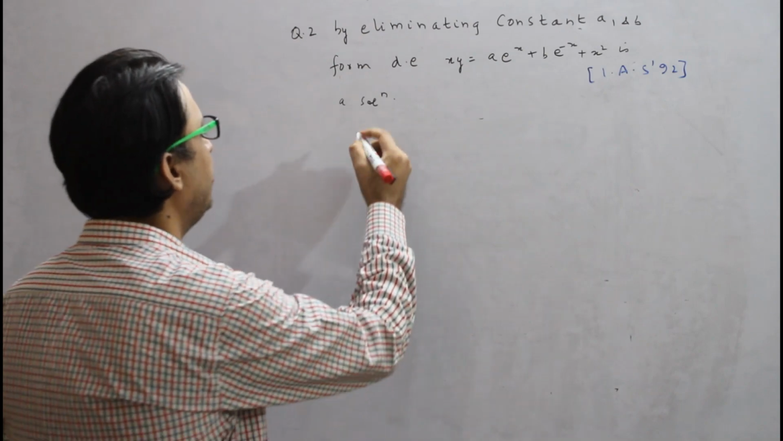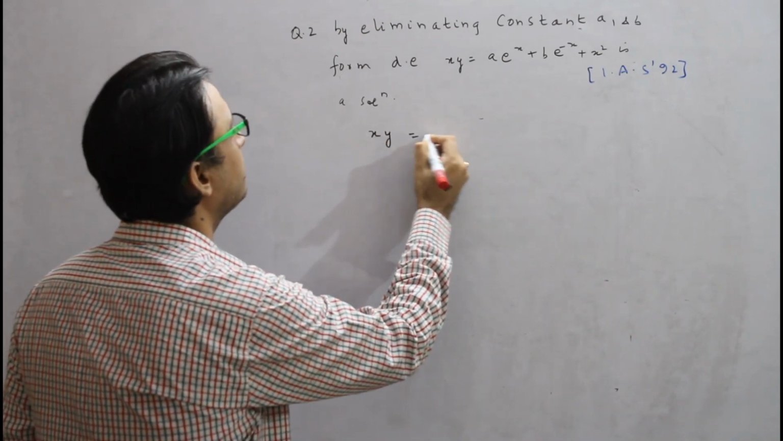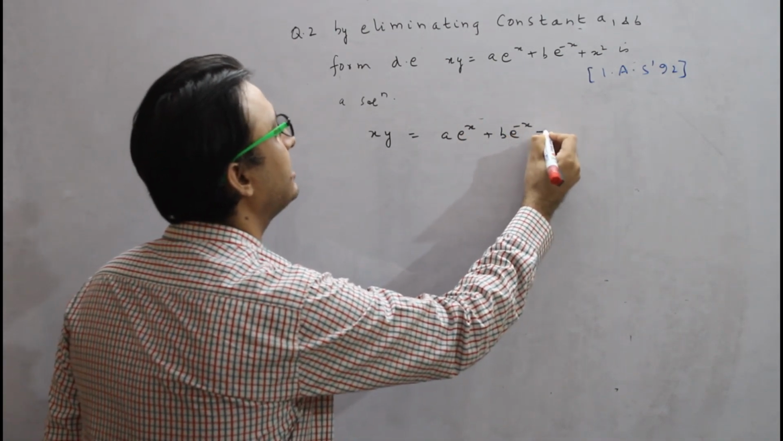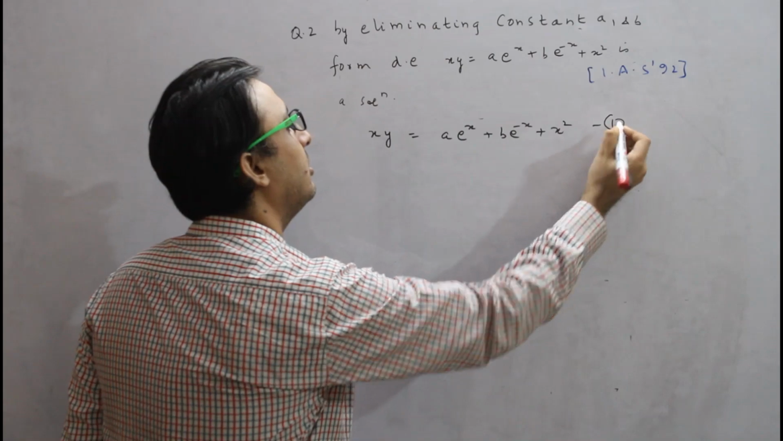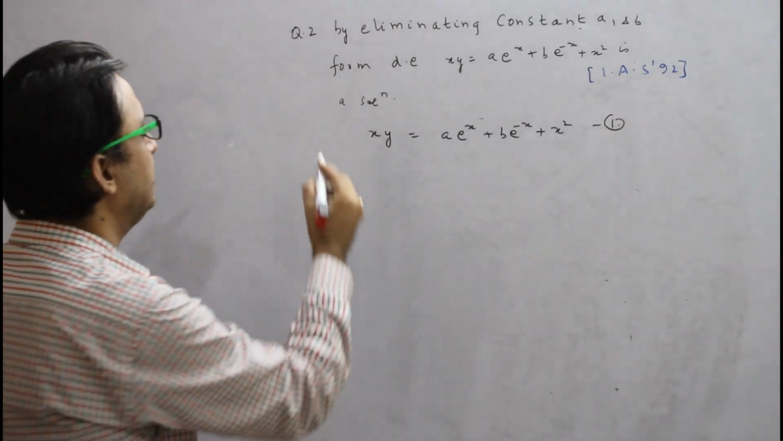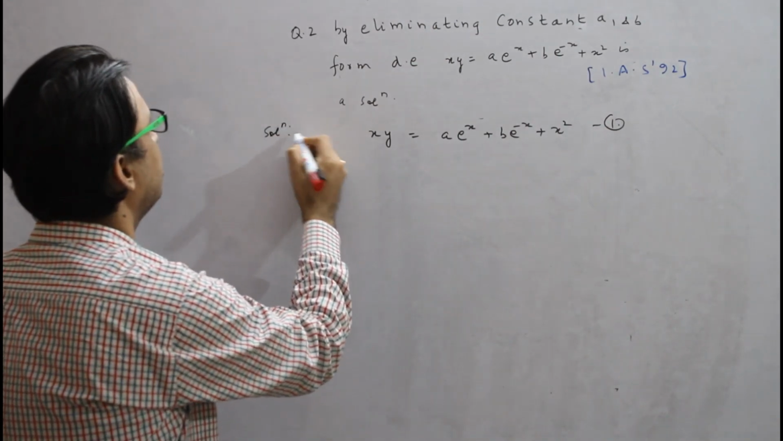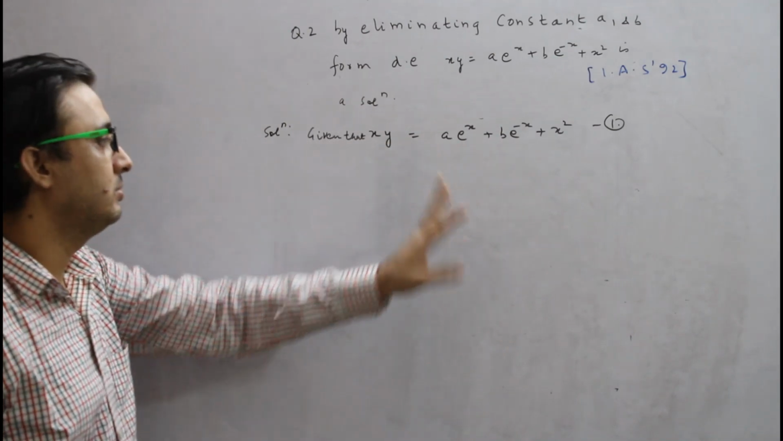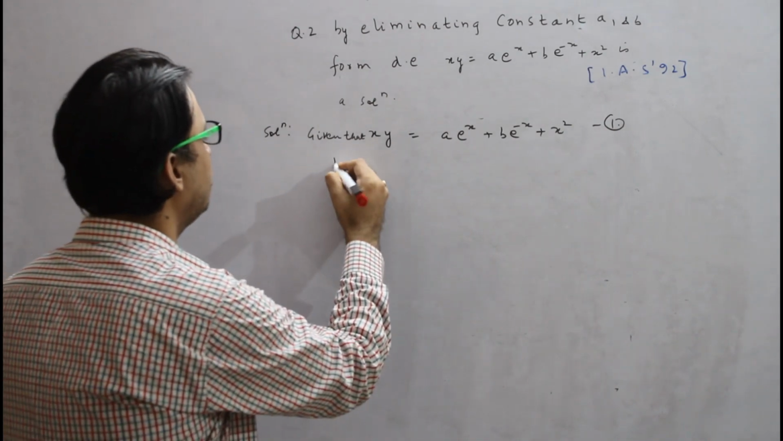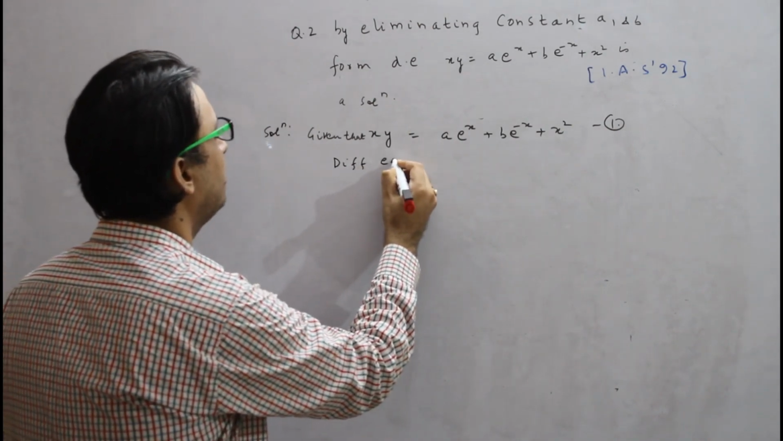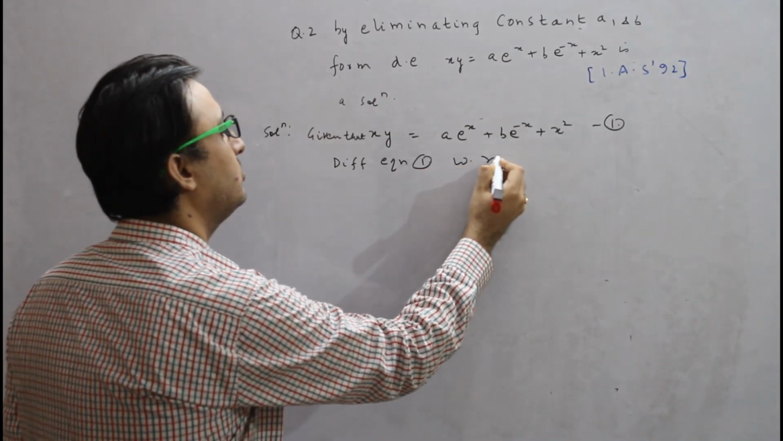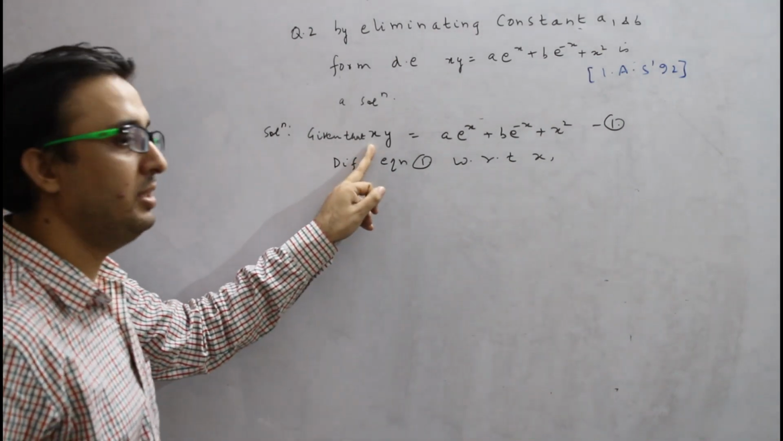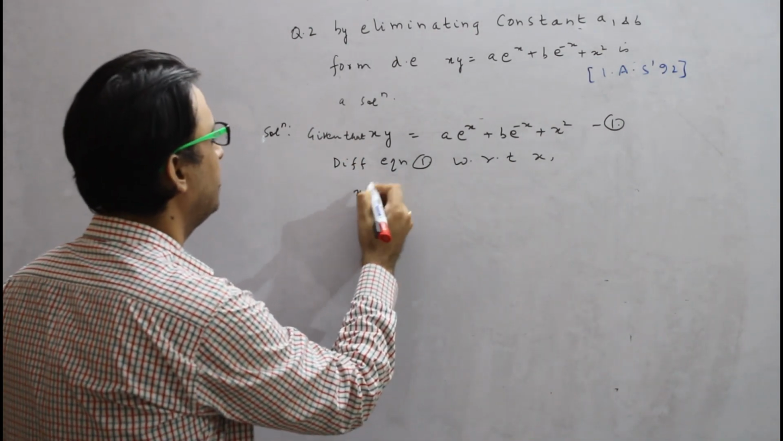First of all, we are going to write our equation, that is xy is equal to a into e to the power x plus b into e to the power minus x plus x square. We write this as equation 1, the solution as given. Now I will differentiate equation 1 with respect to x. So I am keeping x as constant, I am differentiating it.